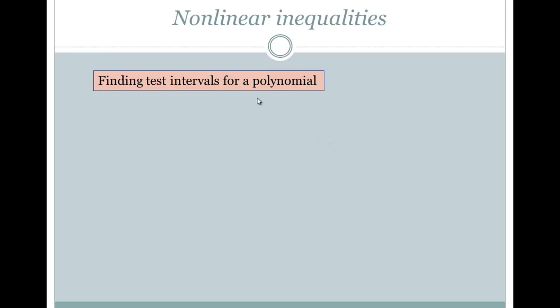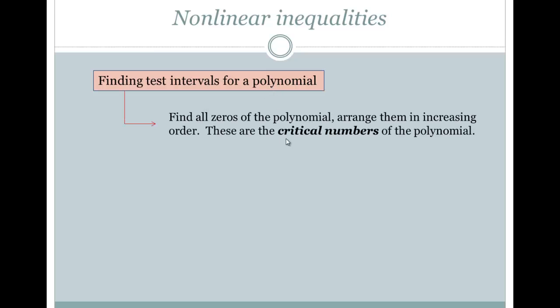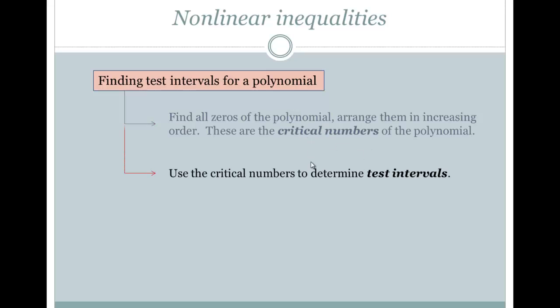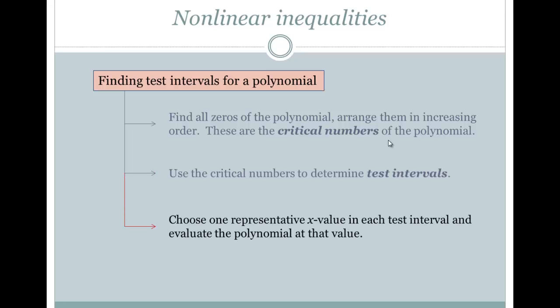The first thing we want to do when we're solving an inequality involving a polynomial is to find the critical numbers. Basically, the critical numbers are going to be the zeros of the polynomial. So first, I want to find what those zeros are. Those are going to be my critical numbers. Then I'm going to set up test intervals. I'm going to use my test intervals to determine when the inequality is true and when the inequality is false.